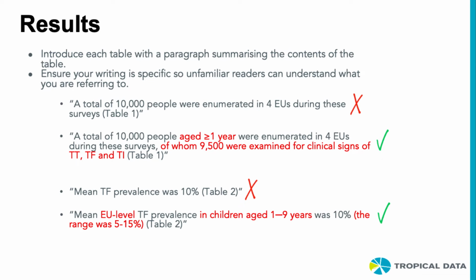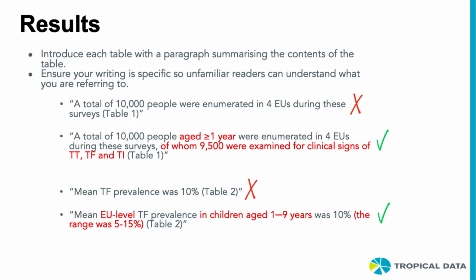Introduce each table with a paragraph summarizing the contents of the table. Try to make these paragraphs as specific as possible. For example, instead of writing, "A total of 10,000 people were enumerated in 4 EUs during these surveys, Table 1," you could write the following, where the age group and the proportion examined were stated explicitly. "A total of 10,000 people, aged 1 year or older, were enumerated in 4 EUs during these surveys, of whom 9,500 were examined for clinical signs of TT, TF, and TI, Table 1."